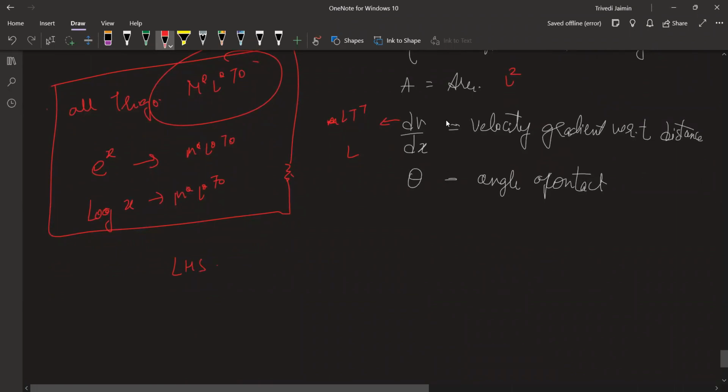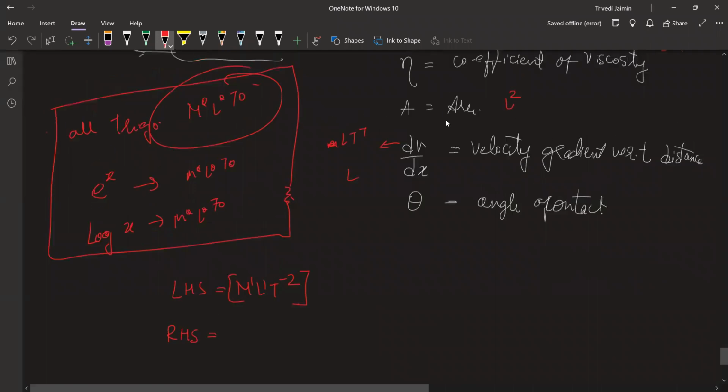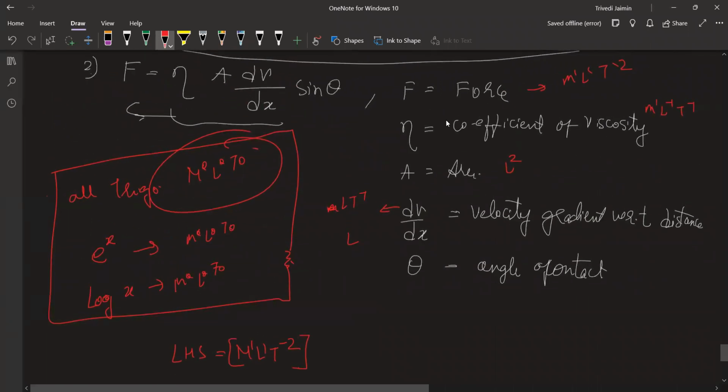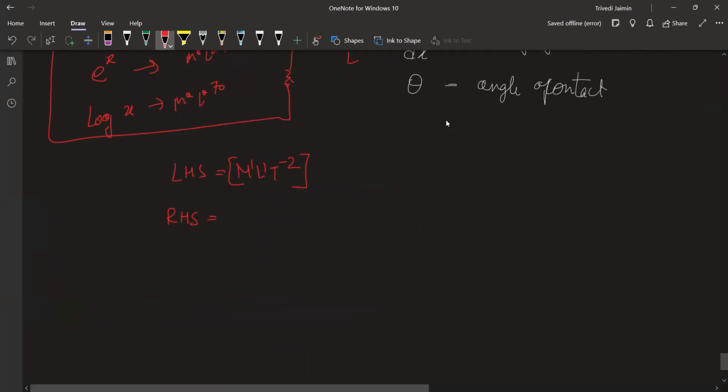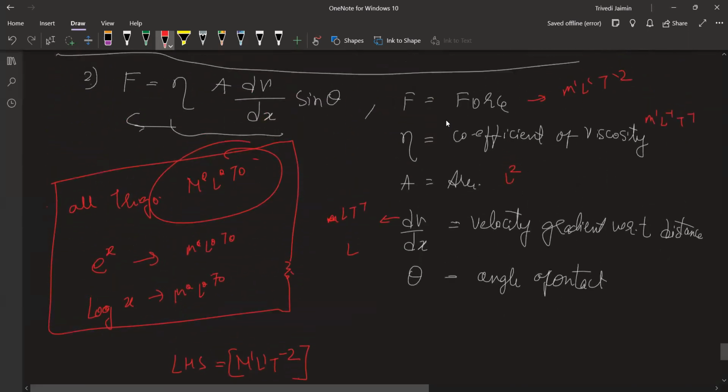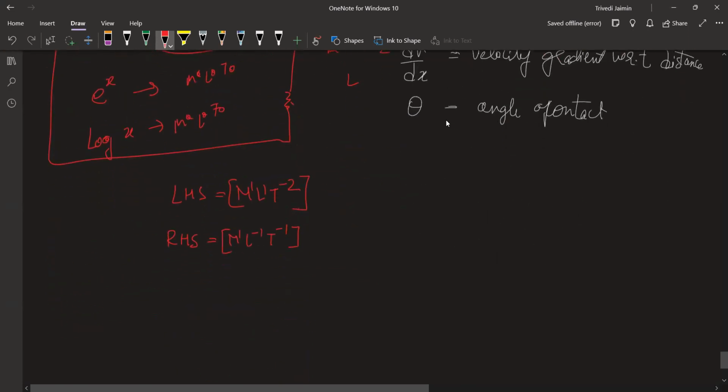So LHS is M1, L1, T minus 2. We have this on LHS. Now RHS. What are the dimensions? First one, eta, area, velocity by distance. Eta means M1, L minus 1, T minus 1. Sir, you wrote minus 2. Which one? Oh, no, sir, sorry. Yeah, that's correct, sir. Then area, L2.